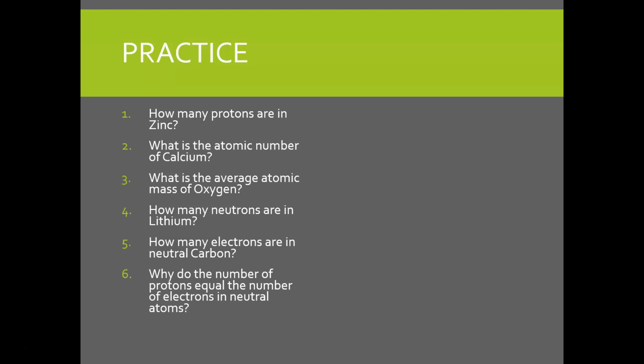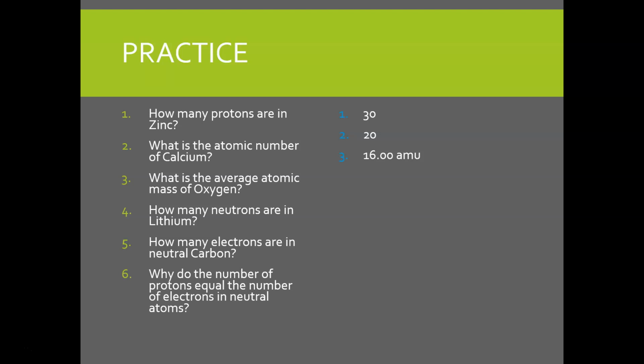All right, let's see how you did. You were asked how many protons are in zinc. You should have gotten 30, and that is because if you found zinc on the periodic table, it has an atomic number of 30. What is the atomic number of calcium? You should have gotten an answer of 20. What is the average atomic mass of oxygen? You should have gotten 16.00 AMU. That is the decimal point number, which is always going to be your average atomic mass.